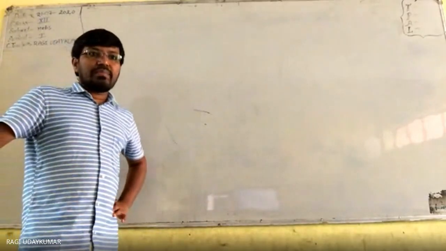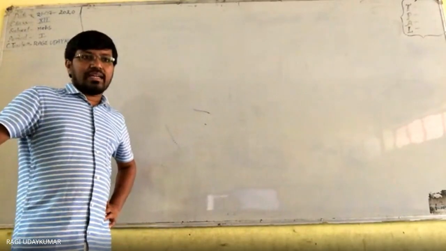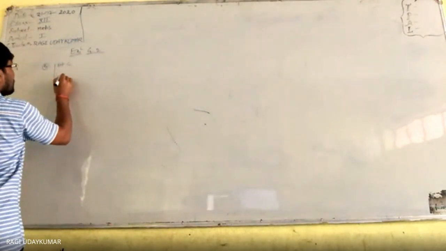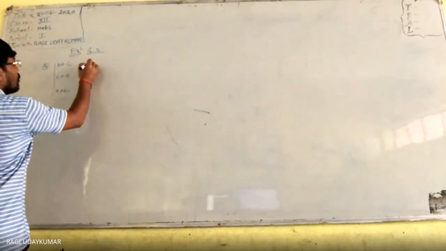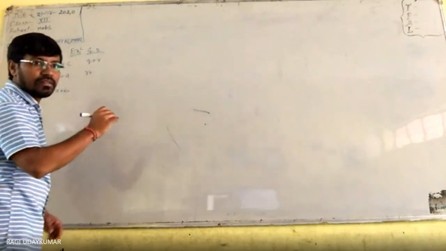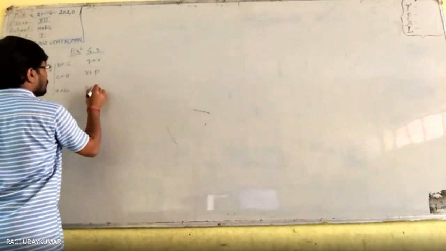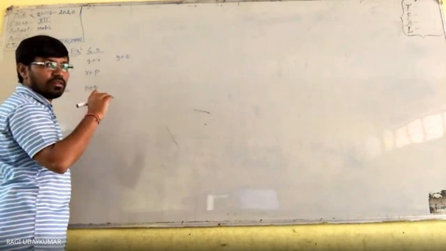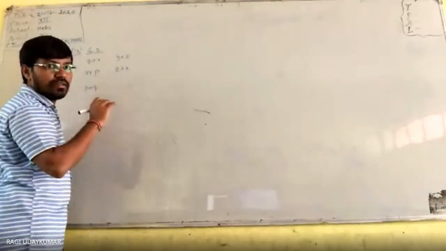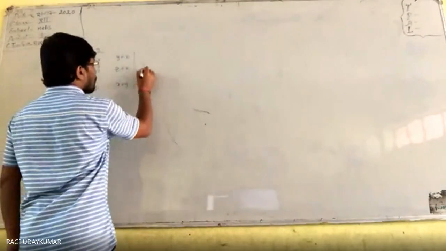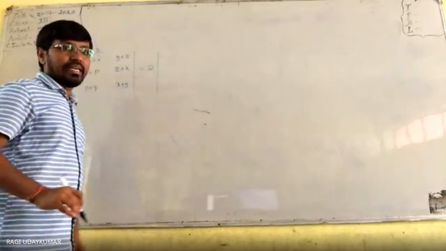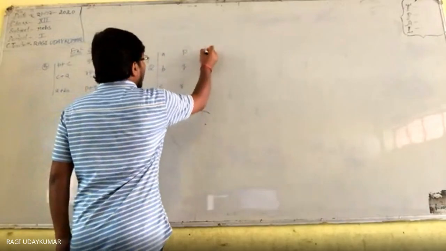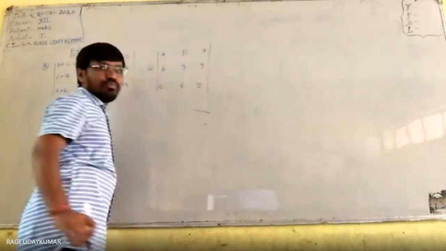Fifth problem. It is given that the determinant of B plus C, Q plus R, Y plus Z; C plus A, R plus P, Z plus X; A plus B, P plus Q, X plus Y is equal to 2 times the determinant of A, B, C; P, Q, R; X, Y, Z. This we need to prove.